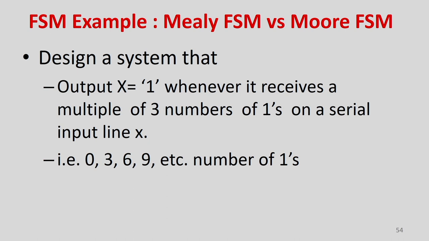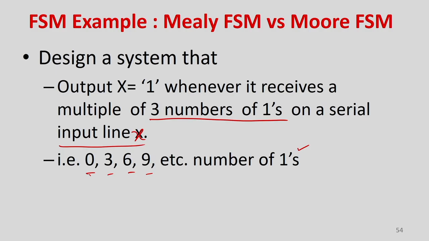So, let us look at a very simplistic example: design a system whose output X is equal to 1 whenever it receives a multiple of 3 ones on a serial input line x. Suppose small x is the input line and capital X is the output line. If it sees 3 ones, 6 ones or 9 ones, then it outputs 1. So it counts the number of ones, and whenever the count reaches 0 mod 3, it outputs 1.